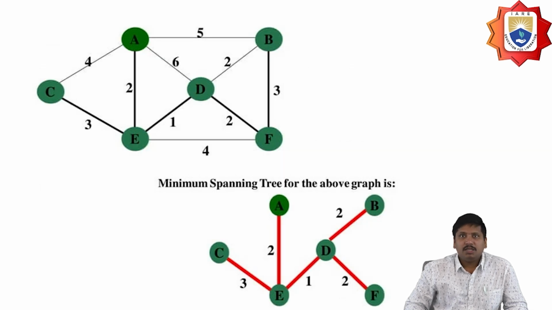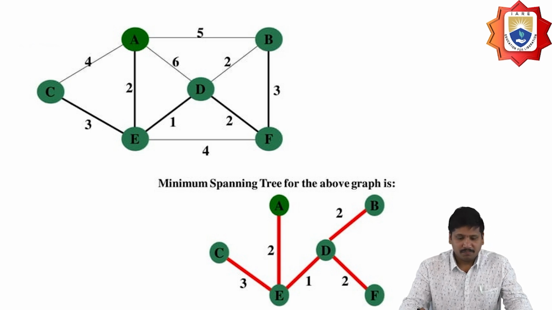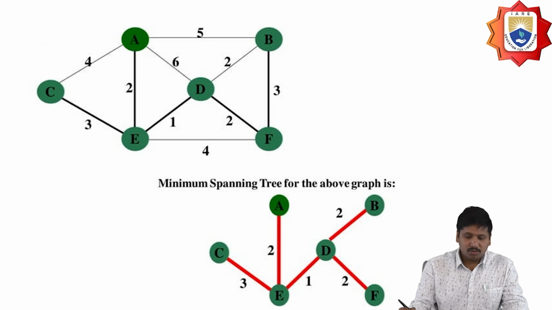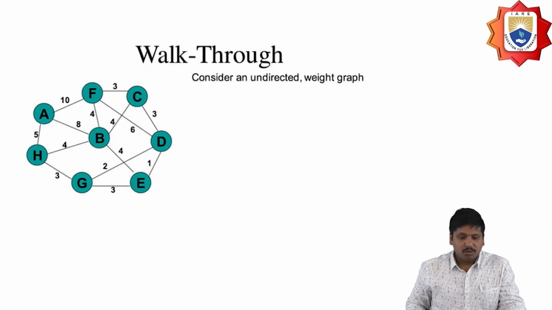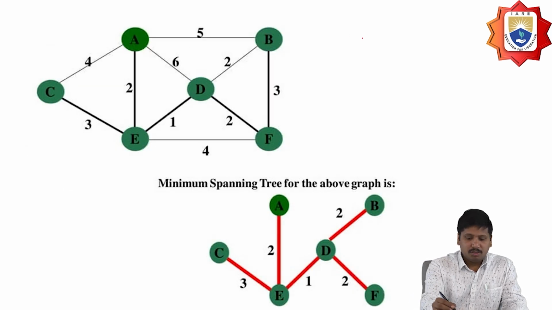So let us consider a graph. What is the spanning tree for this graph? What should be the minimum weight spanning tree of the given graph here? In this one, first we have to create the empty vertices.